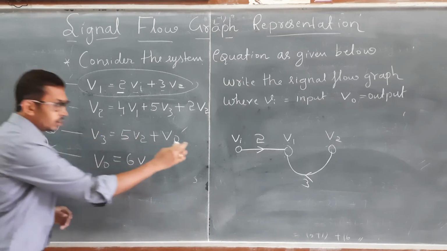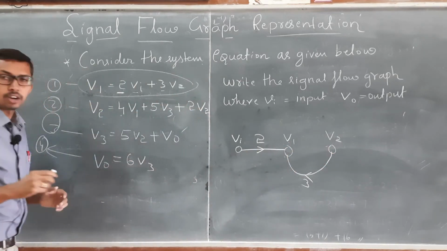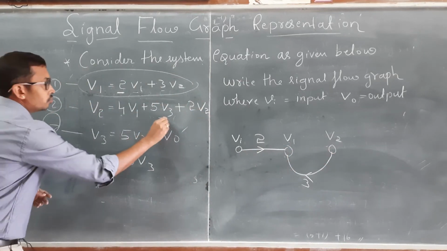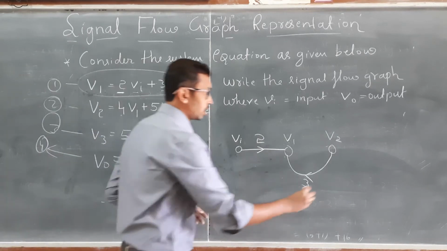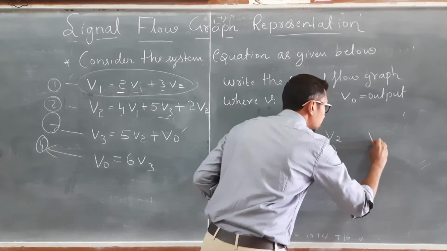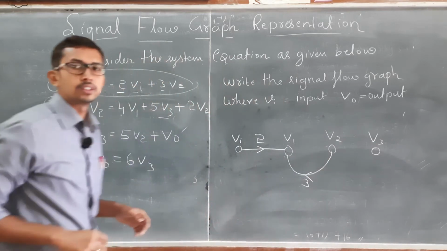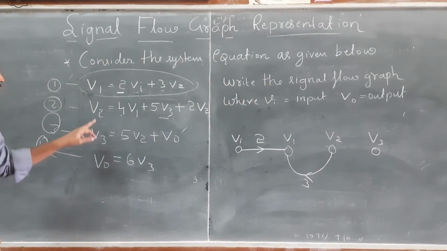Apart from these three variables, the extra variable over here is V3. Therefore I am going to represent another circle. So this is called V3. Now what is the equation?